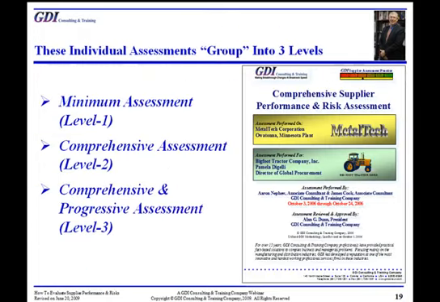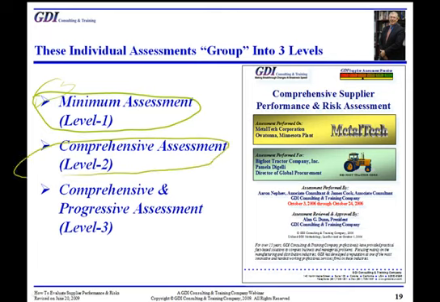So ultimately, there are 3 levels, as I indicated. The first level is what we call the minimum assessment. The minimum assessment, level 1, is really about the first 12. Level 2 assessment is everything except for probably the last 2 issues, and I'll show you some detail on that in just a minute. And then level 3 is everything that's left over.